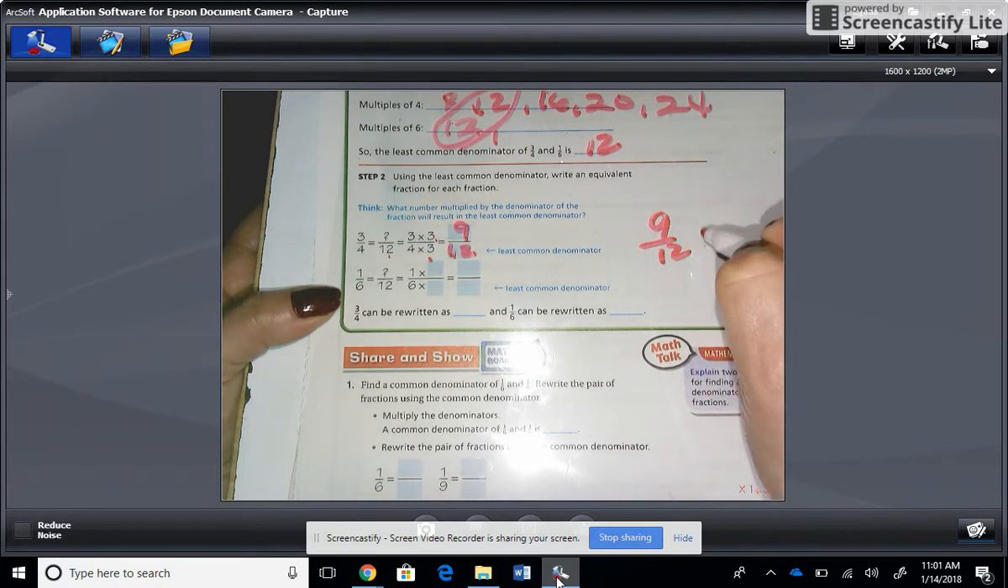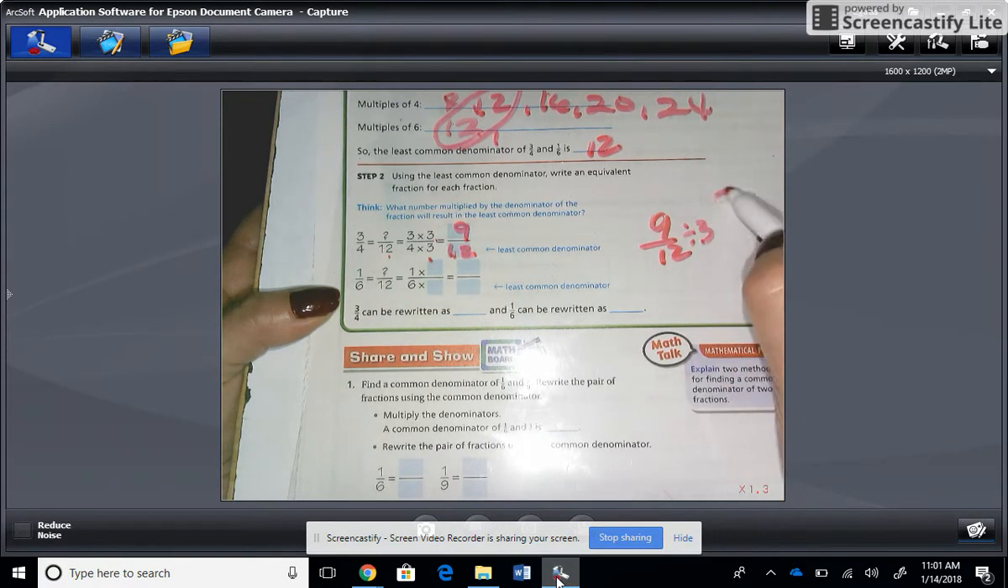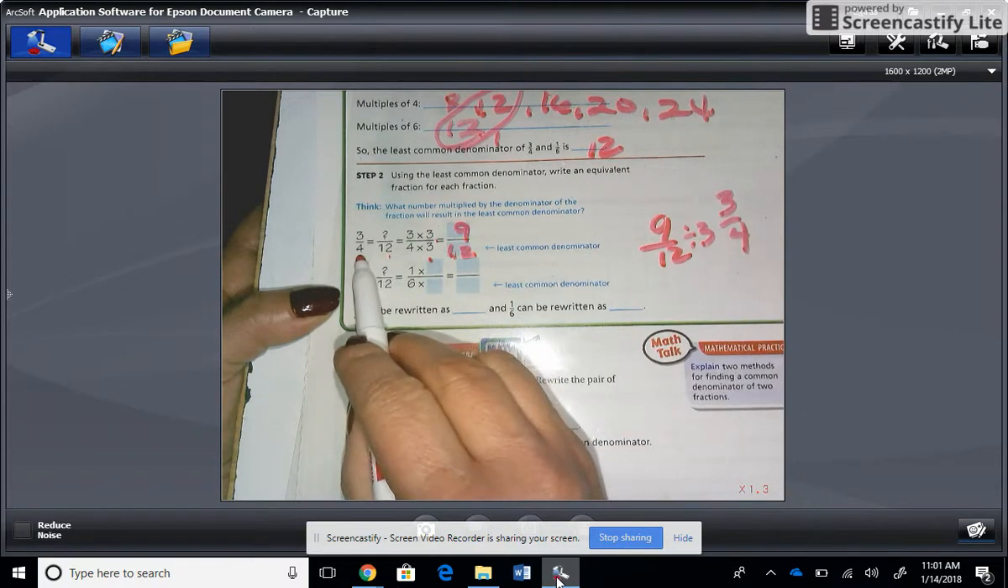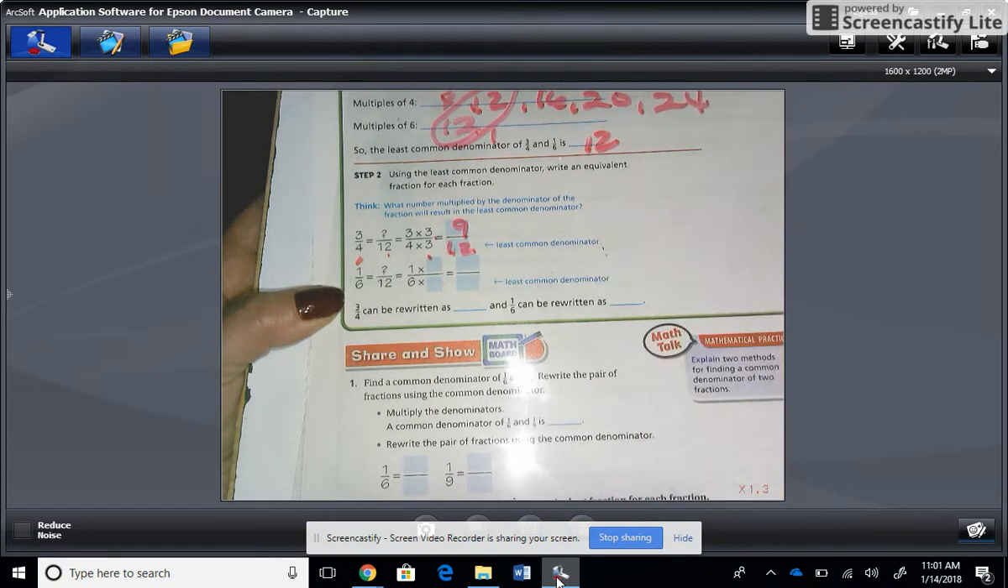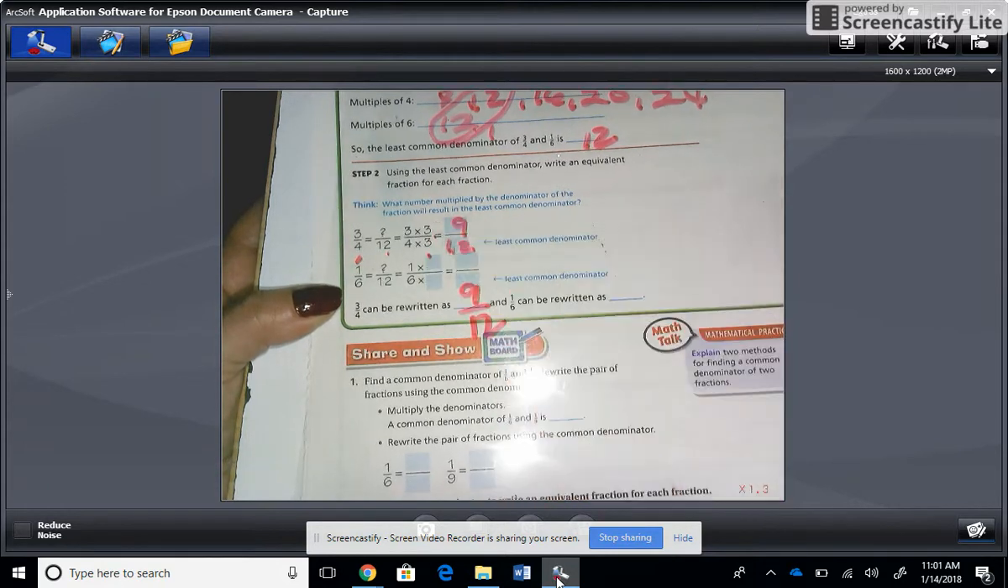But guess what? That's really not simplified because I know they're both divisible by 3. So I have 3/4. Is that not equivalent to it? It is, but that's not going to give me my common denominator. So I could rewrite it as 9 twelfths.